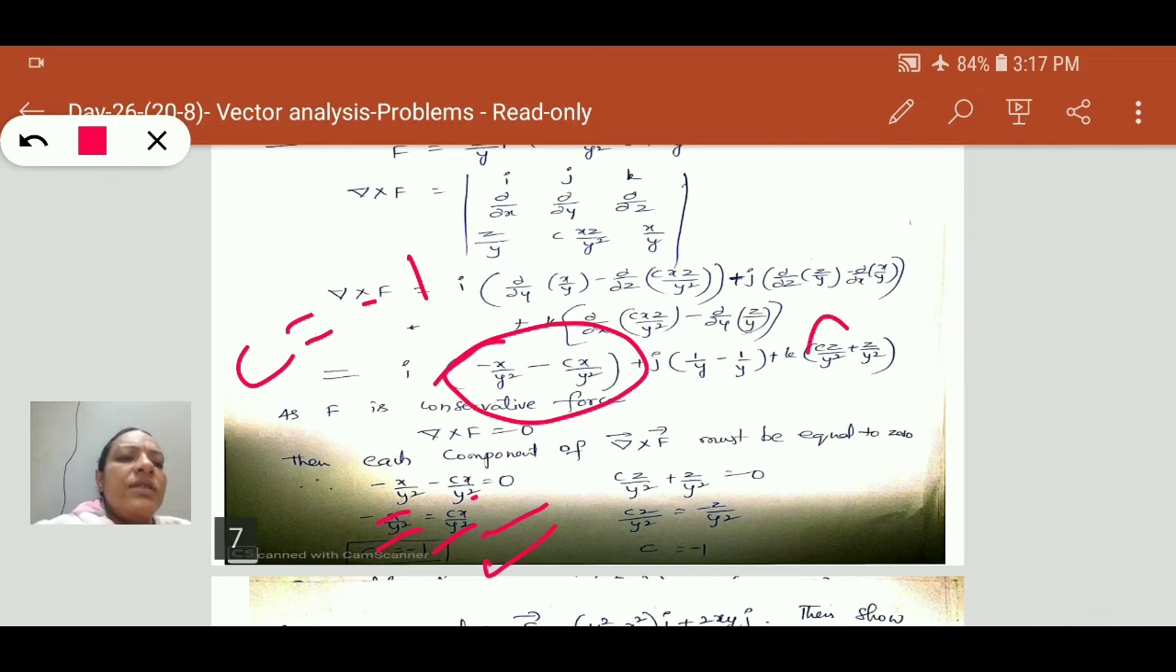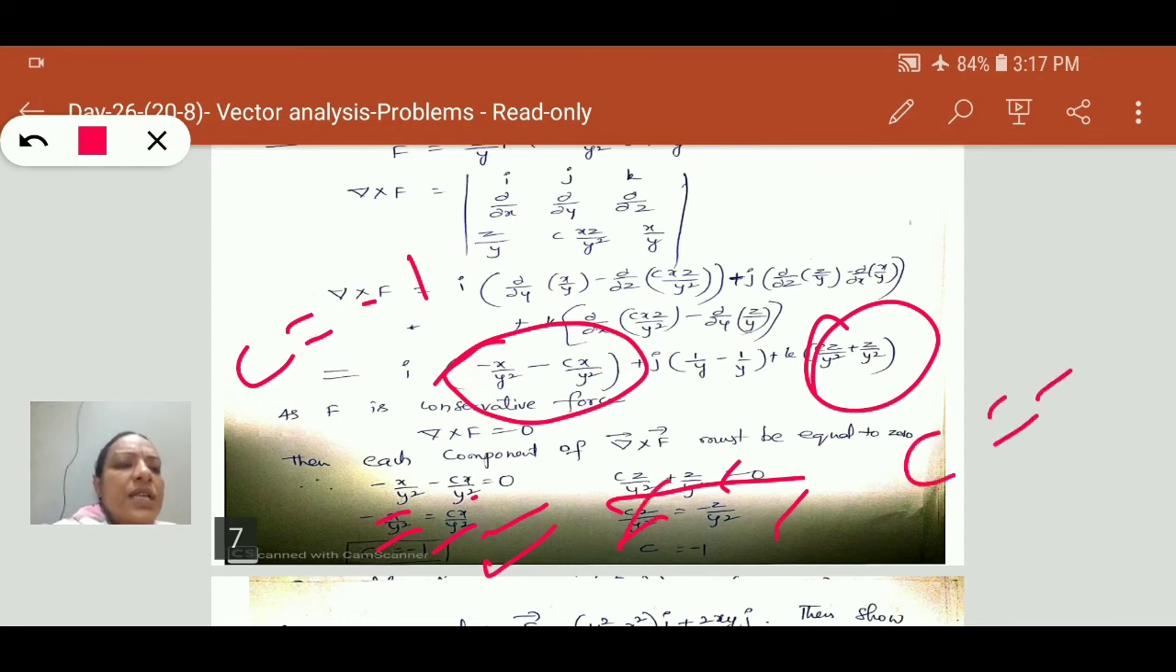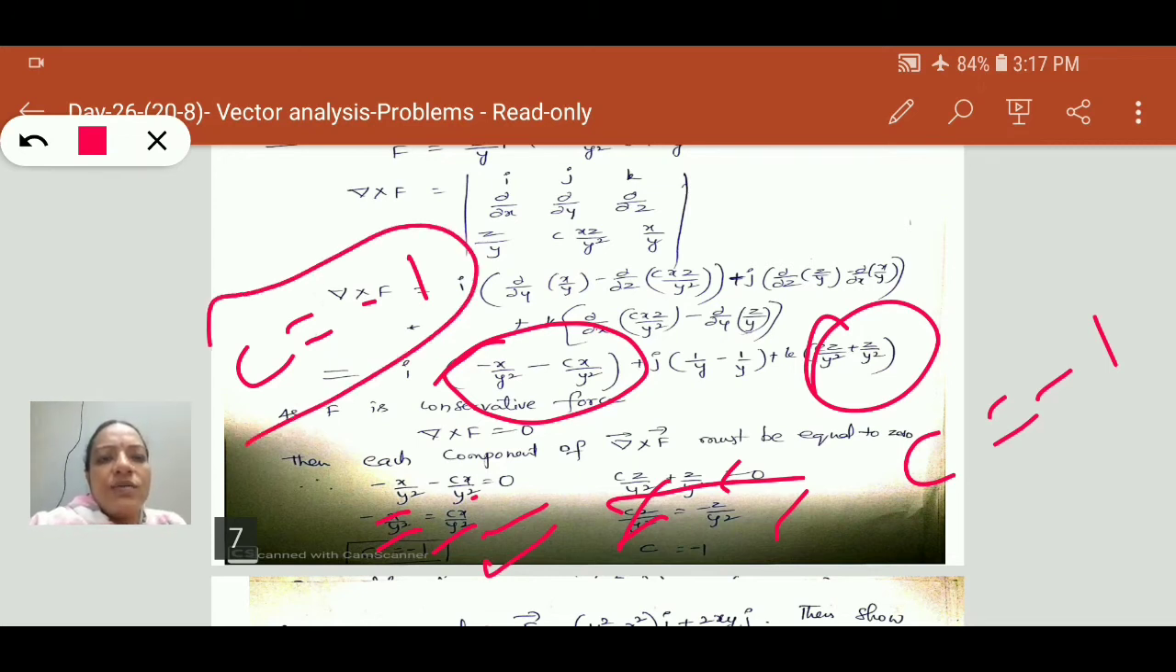Similarly, if we equate the coefficient of k, we get cz by y square plus z by y square is equal to 0, so cz by y square is equal to minus z by y square. Again, if we solve, we get c is equal to minus 1. So the value of c that the problem asks for is c equal to minus 1.